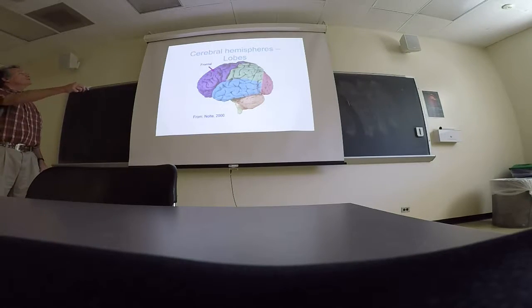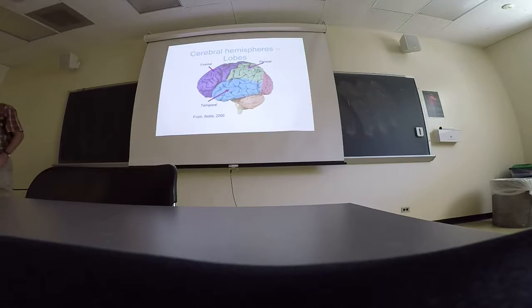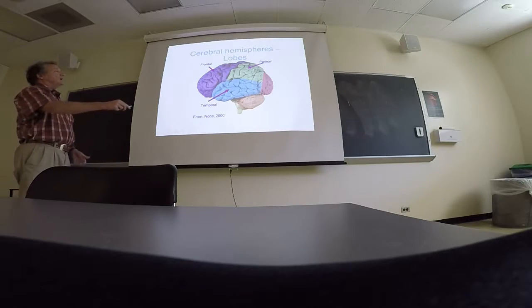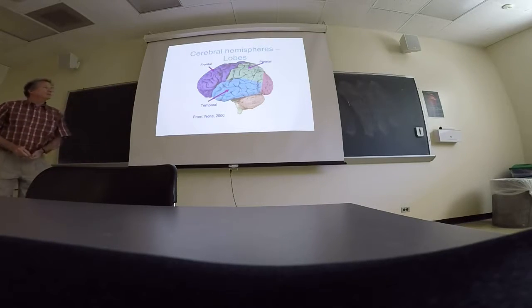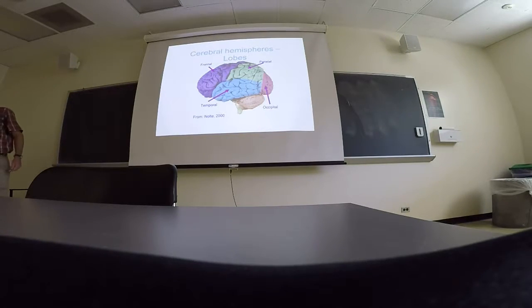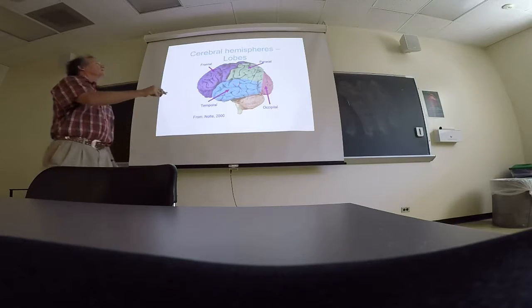So the part up front is lying under the frontal bone. Within the frontal bone is the frontal lobe. The part under the parietal bone is the parietal lobe. The part that's sort of tucked out here on the side with the temporal bone is referred to as the temporal lobe. And then the part in the back is the occipital lobe. You should be able to identify them.